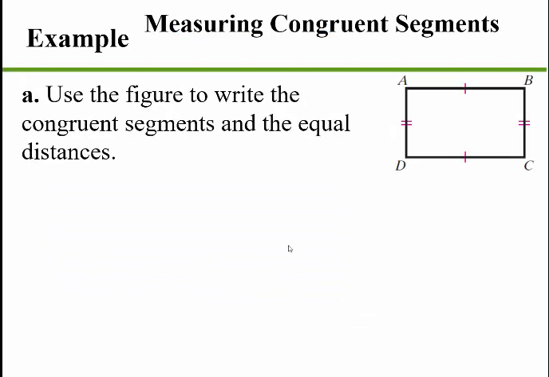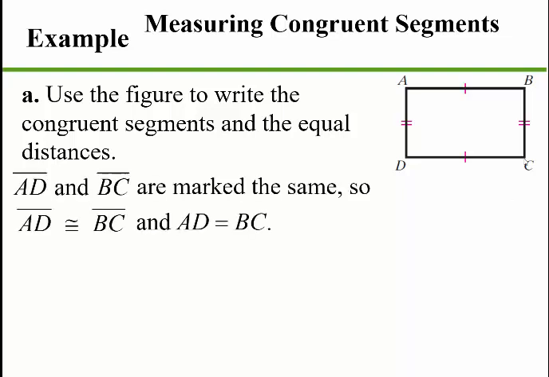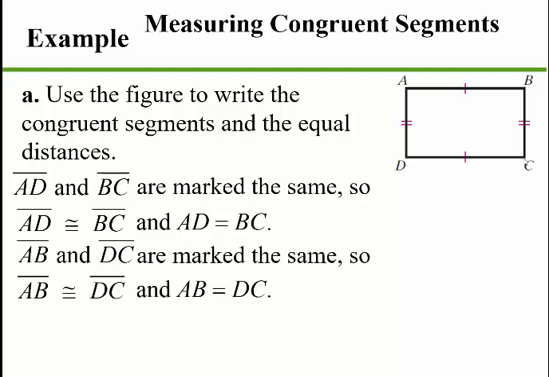All right, so use the figure to write congruent segments and the equal distances. What we're saying here is that segment AB is the same as segment DC, and the segment AD is congruent, or equal to the same distance, of segment BC. A and D are marked the same, and B and C are congruent, thus their distances are the same, and it's the same as what I just walked through with AB and DC.